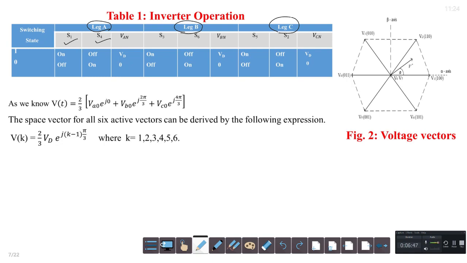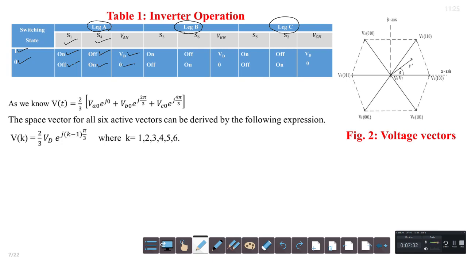When we say corresponding to A the switching state is 1, that means S1 is on and S4 is off. This corresponds to the output voltage of phase A with respect to the negative DC bus being Vd. And when the switching state for phase A is 0, that means S1 is off and S4 is on, and for that the output of phase A with respect to the negative bus is 0.